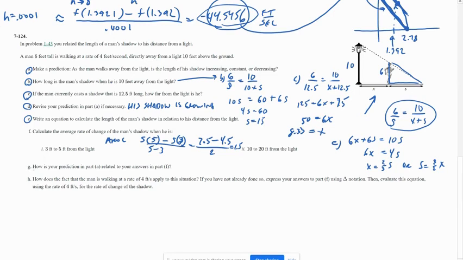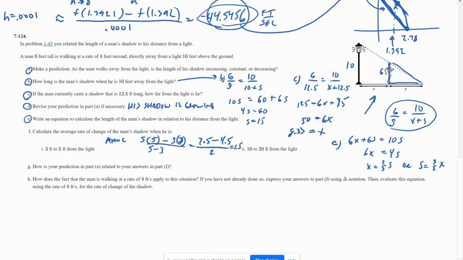And then part G, how does your prediction in part A relate to your answer in part F? So the average rate of change is positive, which means it's growing. Not only is it positive, but it's bigger than 1. And so if the shadow was decreasing, then our average rate of change would have been negative. So since our average rate of change is positive, that tells us that the shadow is growing, which matches our answer for part D.